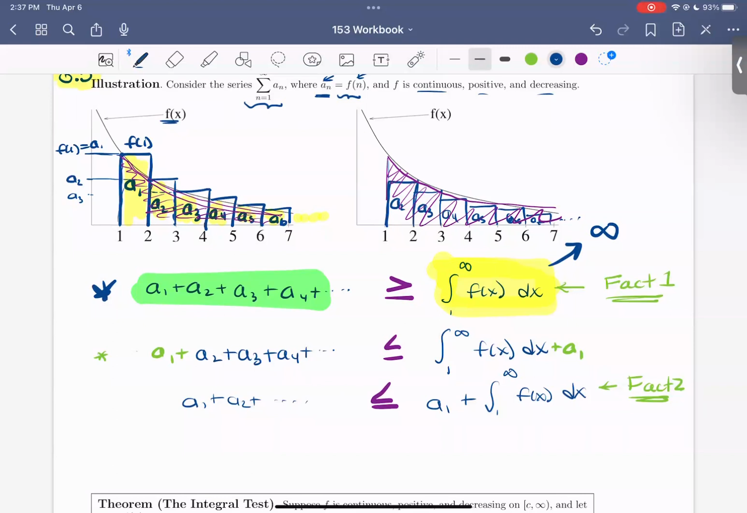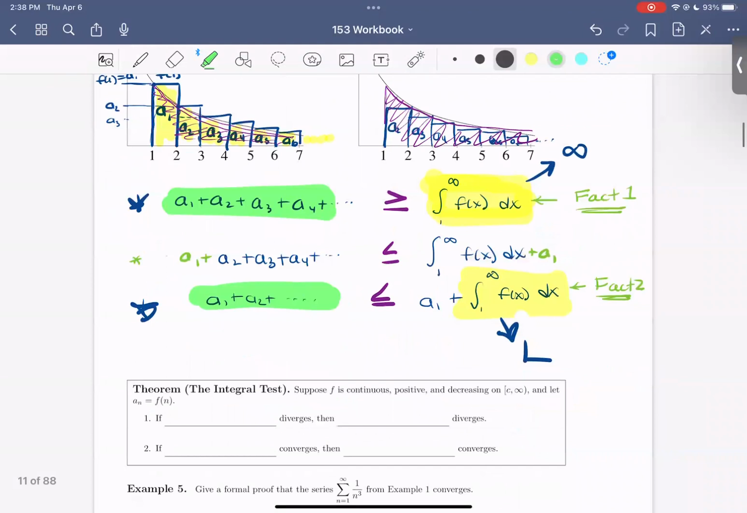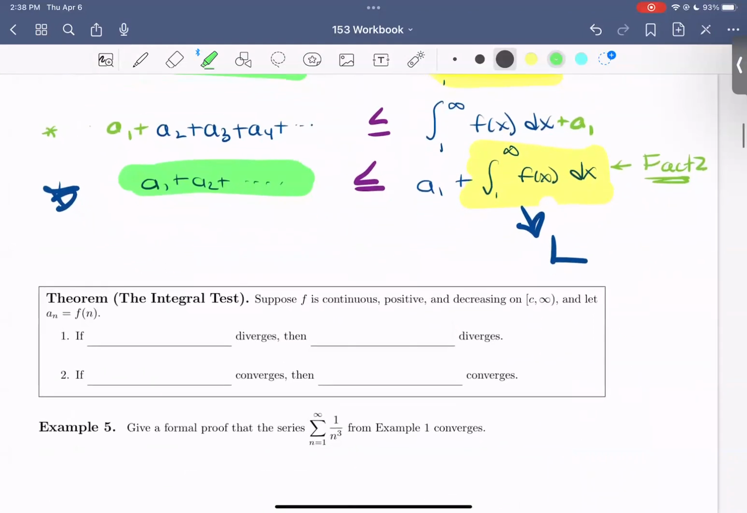Now, in this second fact, we have that our integral is larger than our series. So if we know that this improper integral converges to some number, say L, then our infinite series is less than some finite number L, which means it must also be finite. So we get two results here based on these two facts. And we can summarize those two facts in what's called the integral test.